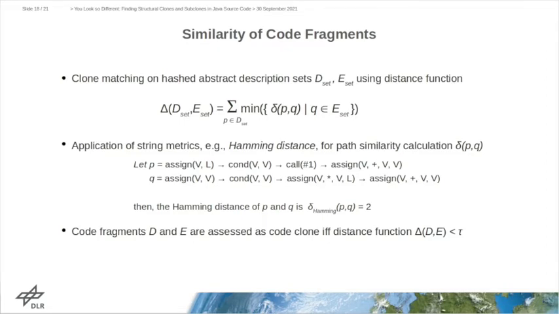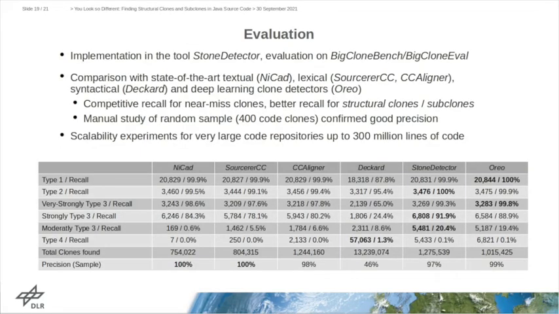We have used several string metrics in our experiments, including the Hamming distance, the Levenshtein distance, or also the longest common subsequence algorithm. We will here report, however, our results for the longest common subsequence algorithm, as we achieved the best performance using this metric. We have implemented our new clone detection method in the tool Stone Detector. Stone Detector provides a fully functional clone detector for Java source files.